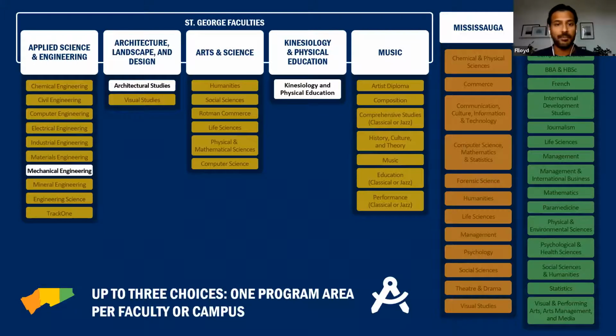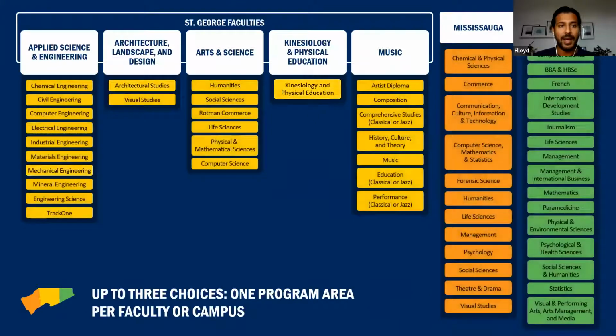Mechanical, let's say it's a more hands-on kind of program that you're looking for. You could apply to mechanical engineering, which is an engineering. You could apply to architectural studies within the Faculty of Architecture, Landscape, and Design. And you could apply to kinesiology and physical education, which is also in a separate faculty. So now that these are in 3 different faculties, you're still able to select them. The only thing you're not able to do is apply to a faculty twice.